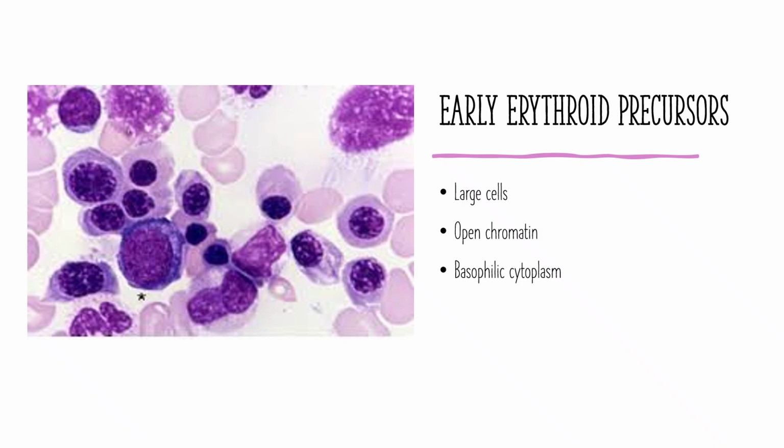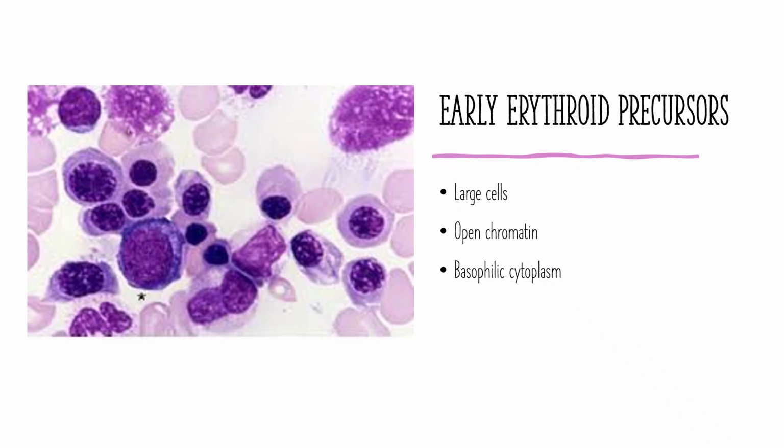Number 2, open chromatin. The nucleus appears lighter and more delicate because DNA transcription is extremely active. The cell is producing RNA needed for massive hemoglobin synthesis later. Number 3, basophilic cytoplasm. This blue coloration comes from ribosomal RNA. Lots of protein production equals lots of ribosomes. Here's the histotechnology mindset shift. You are not memorizing names yet. You are learning visual trends. When you see large size, deep basophilia, and open chromatin, your brain should think early developmental stage.